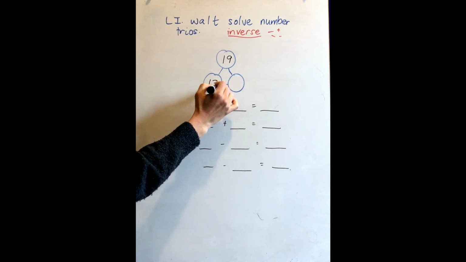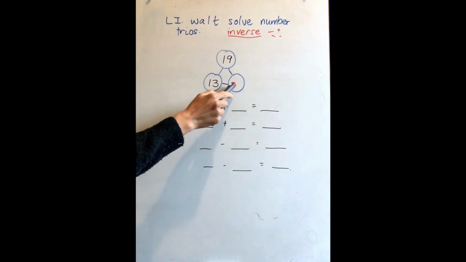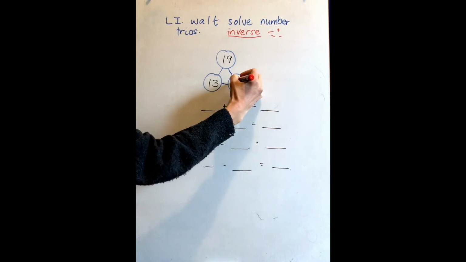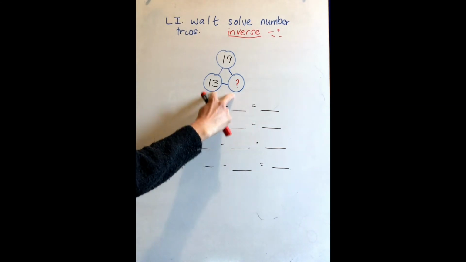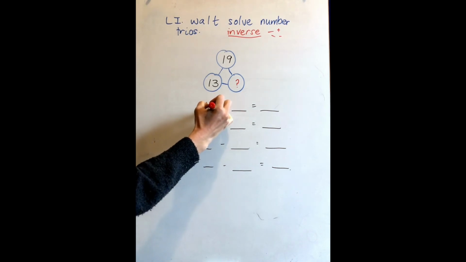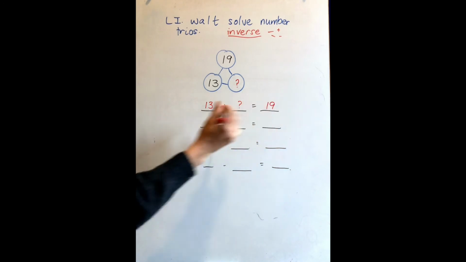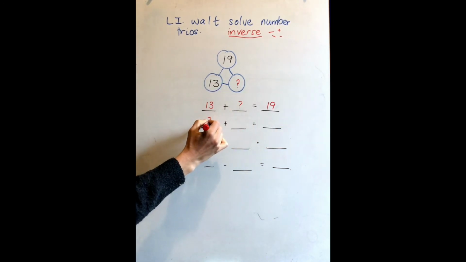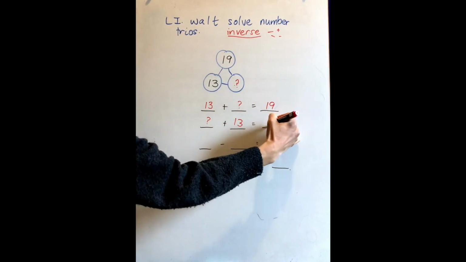Okay? Now, if, for example, I have a 19 at the top, and let's not do 15 again, we'll do 13 here. We can fill in the numbers in our missing number sentences to be able to figure out what this missing number is. Now we're not sure what this one is, but we can work it out. So we know that the two numbers at the bottom are going to equal the number at the top. So we've got 13 add this mystery number is equal to 19. We've got the mystery number add 13 is equal to 19.